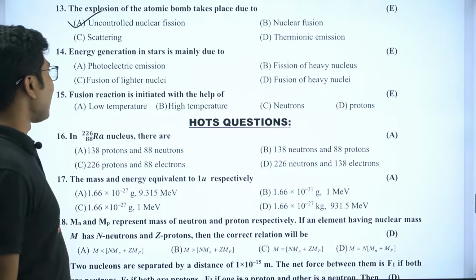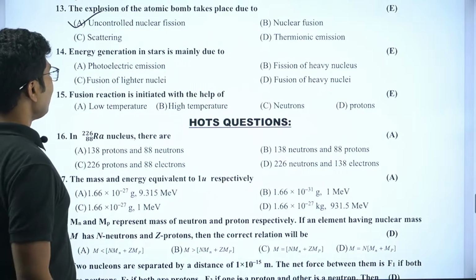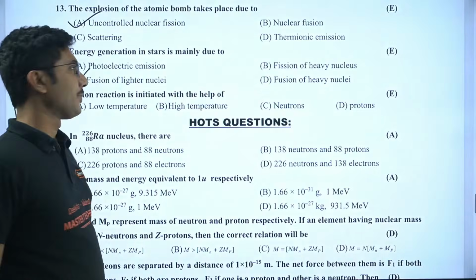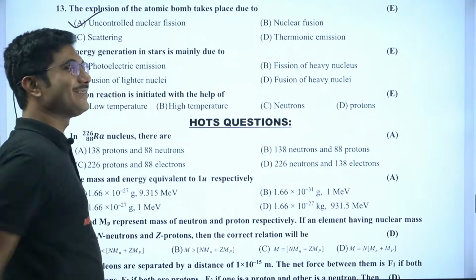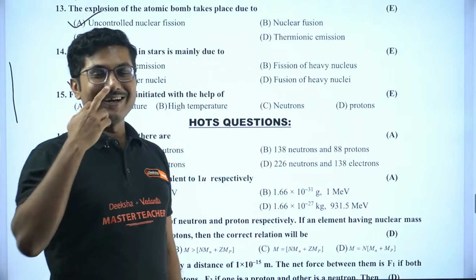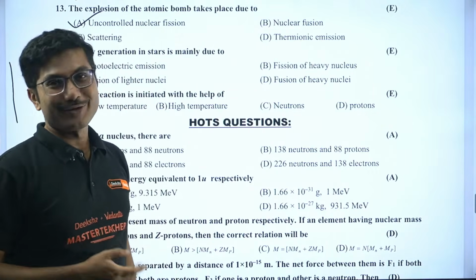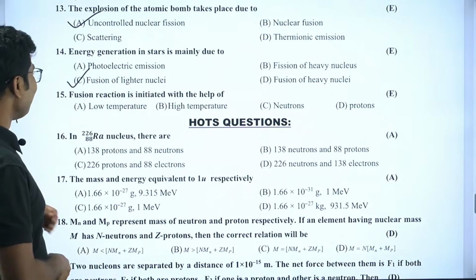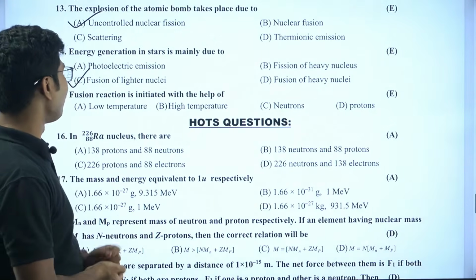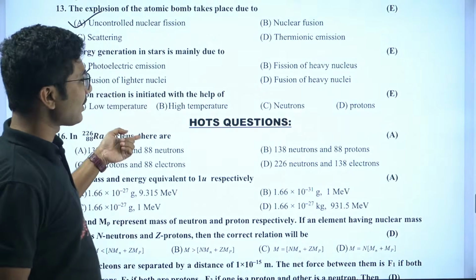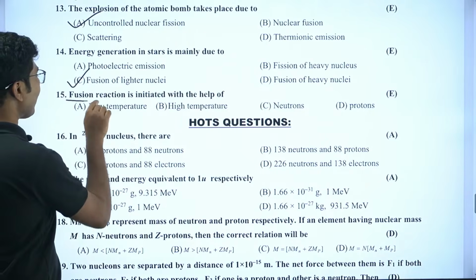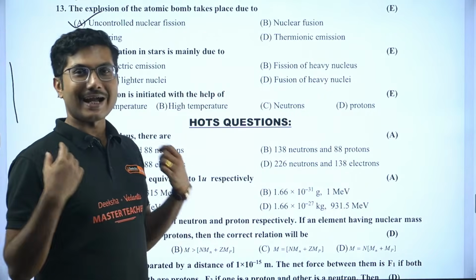Energy generation in stars is mainly due to fusion of lighter nuclei, namely hydrogen, helium, etc. So the option is weird. Photoelectric emission. Can you imagine energy generation in stars due to photoelectric emission, which is very, very weird. Fusion reaction is initiated with the help of low temperature, high temperature, neutrons, protons. Fusion always requires high temperature so that kinetic energy is high.